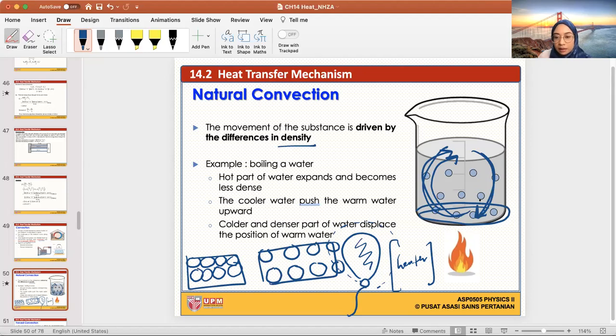Okay, sama kat sini. When I heat it up, there will be more spaces between the water molecules and the density goes down. There is a difference between the hot and the cold, so they exchange places. And this process happens over and over again, sampai semua jadi panas and then it boils. Okay. That was a very lengthy explanation, which was unnecessary. Okay, I hope that was clear.